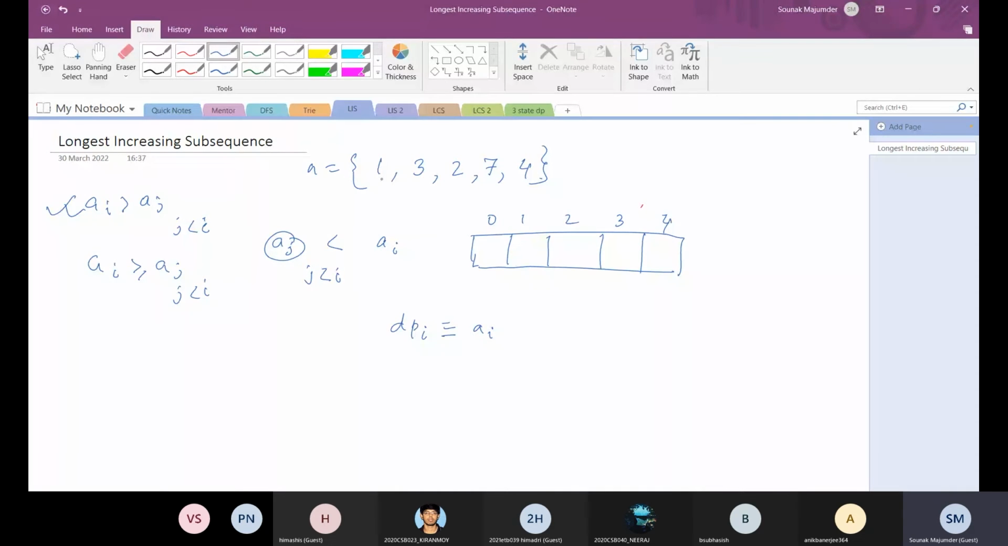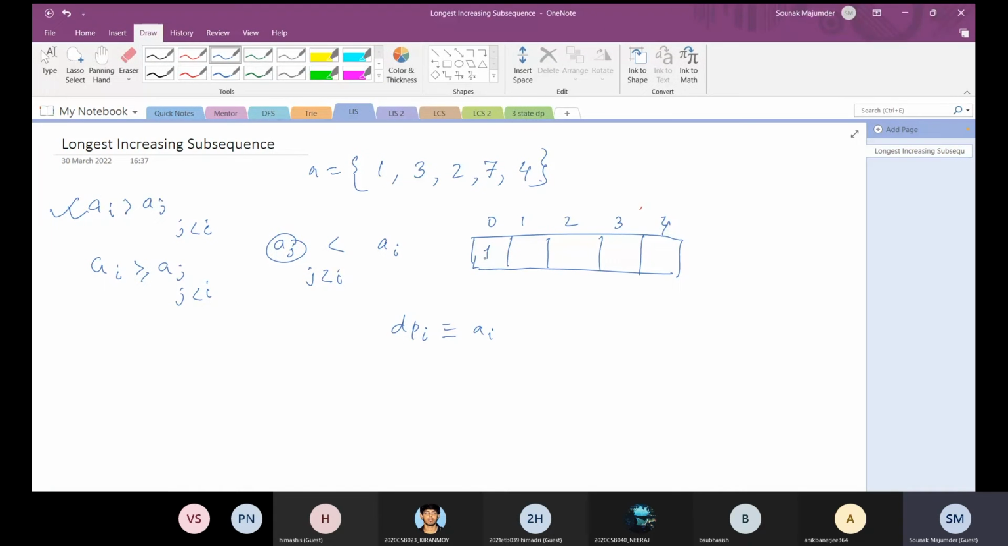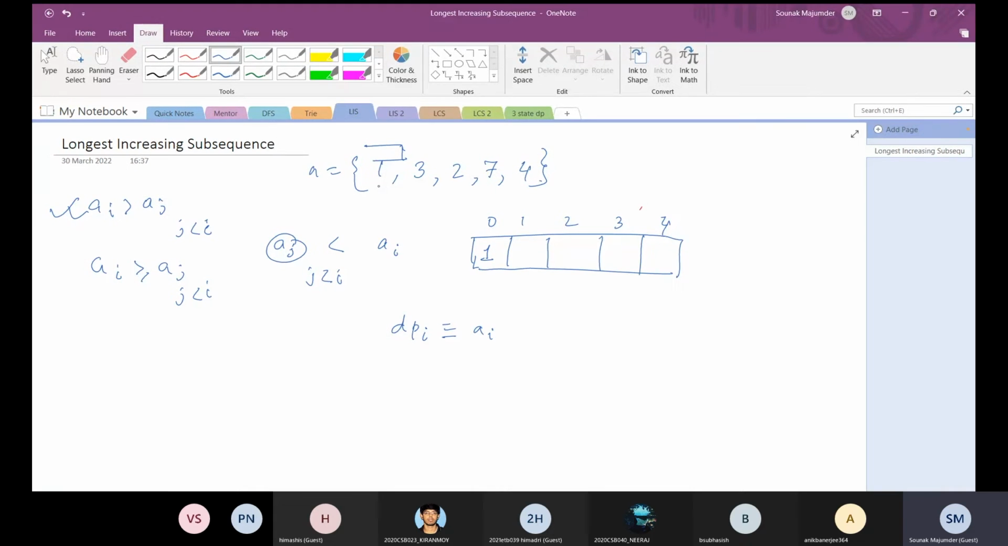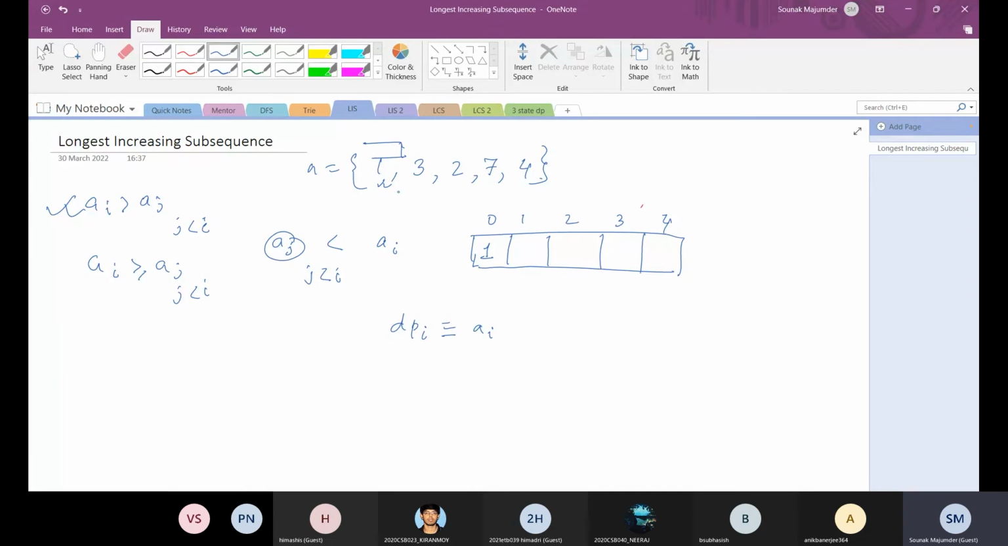First of all, the first element is itself an element. If it is a single element, then it's obviously an increasing sequence, so that is always valid. So dp of 0 would be 1. Now dp of 1. How will we go on with that here? We have to find all the elements that are before it, which are less than this element. There is only one element here, and it is less than 3.